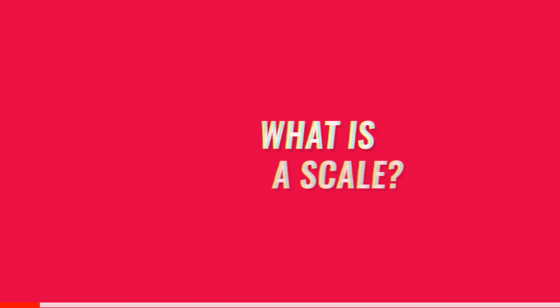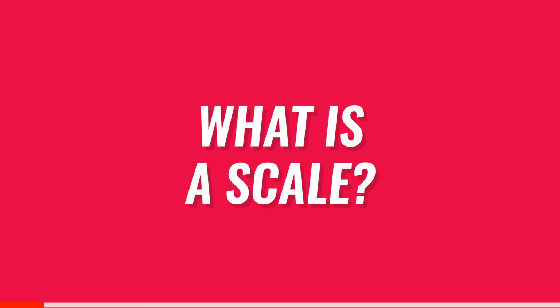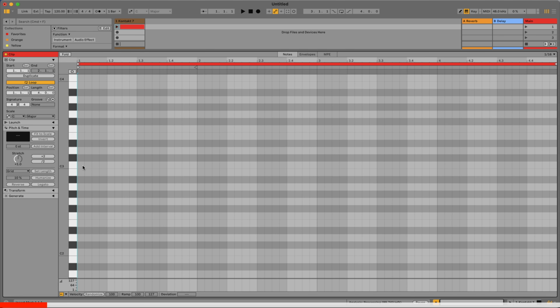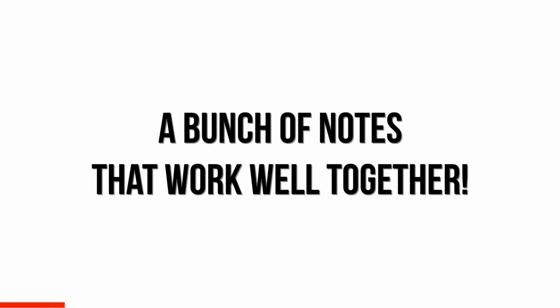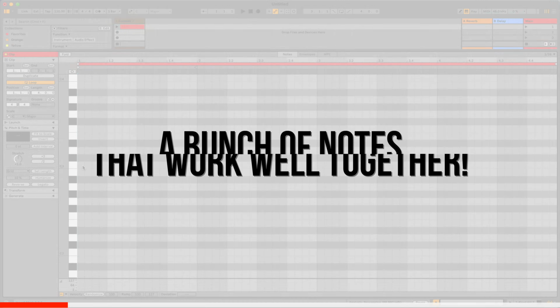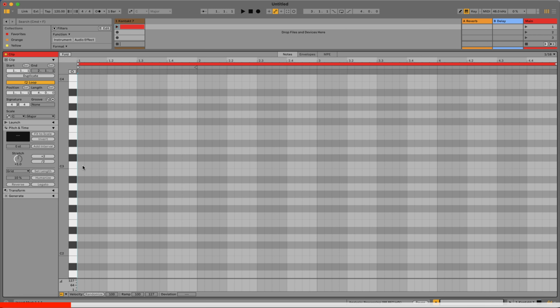So what is a scale? Well, a scale is essentially a bunch of notes that just harmonically work well together. Scales are important because we need to be in a specific scale or a specific key when we're producing our music. That's all it is. They're just a bunch of notes that work really well together. So that being said, let's move on to those tones and semitones.